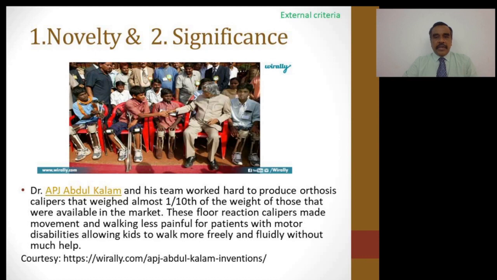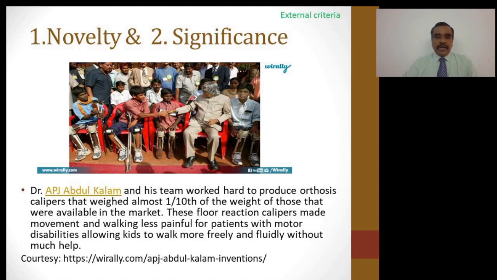The novelty and significance of the problem: the important external criteria of research problem. Novelty is nothing but new, unique, unusual. So your research problem must be new, and it must be significant, it must be contributive, it must be beneficial for the society. Say for example, Dr.